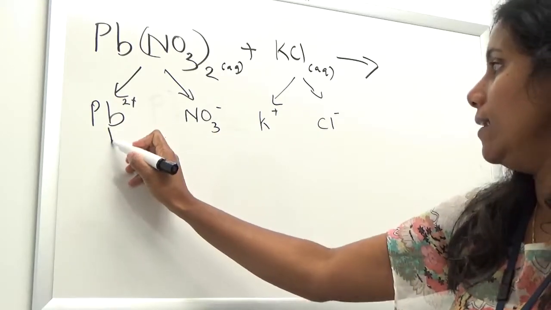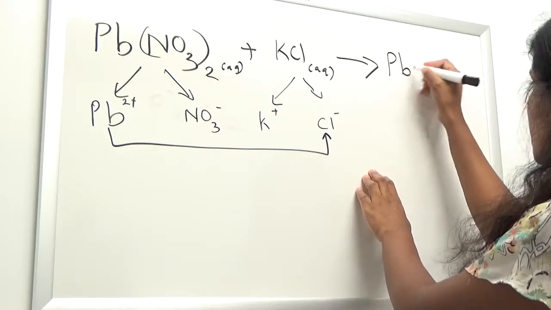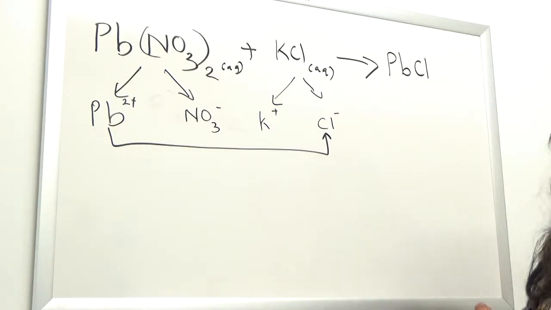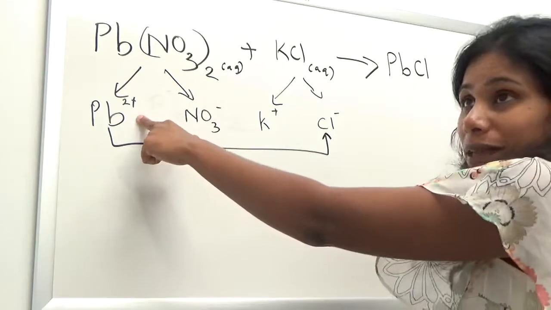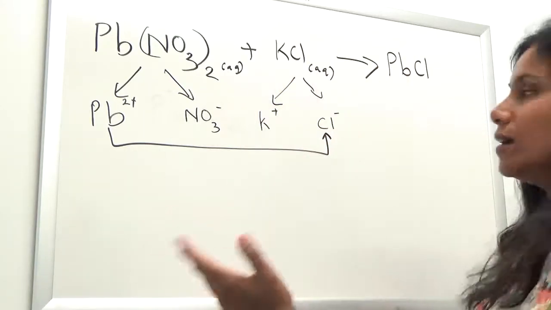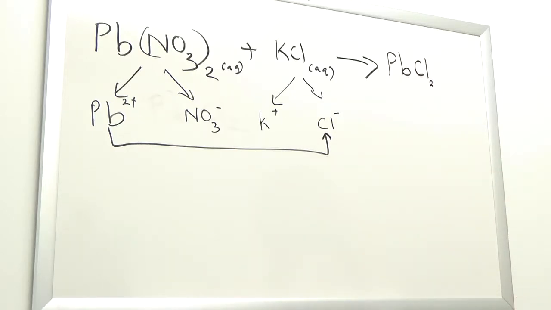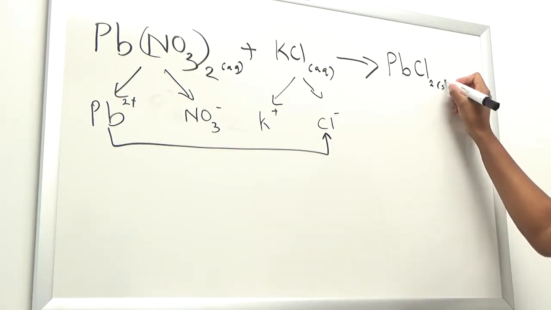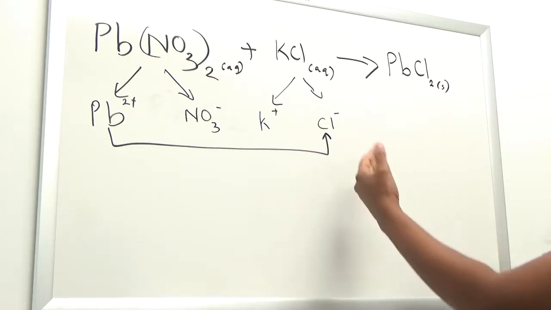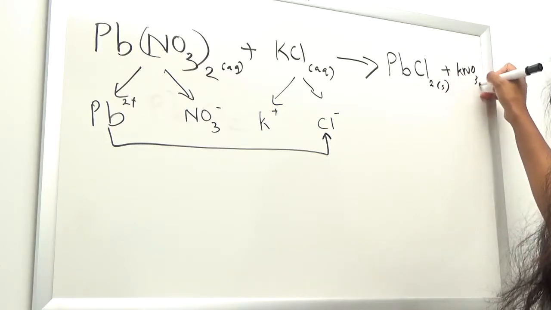So the cation lead goes with Cl to form lead chloride, PbCl. Can you stop from there? No. You need to think, okay, Pb is 2+, so the Pb charge goes under chlorine. Chlorine is 1, so nothing goes under lead: PbCl2. Think about the solubility rules: all the halides are soluble except silver, mercury and lead. This is lead, so this one is not soluble. It's a solid. And then the other one is KNO3, potassium nitrate, aqueous.